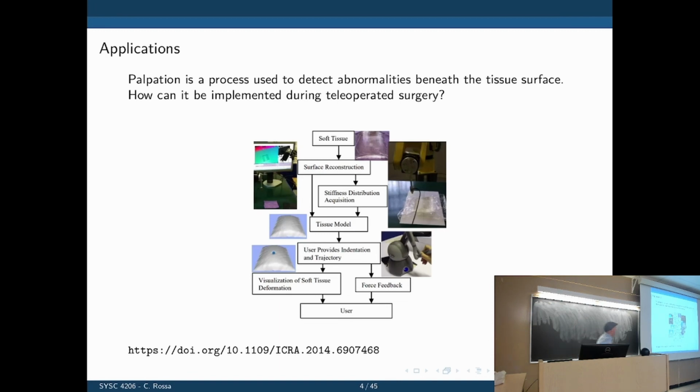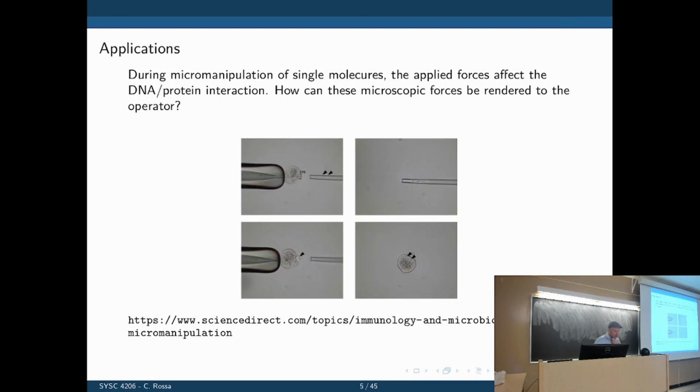So here's a paper, you can read it later. It was one example that implemented the haptic feedback to help or to restore the sense of touching the tissue during palpation. So you have a master haptic device here that controls the robot, and then you have a robot touching the tissue on the other end, and then there's some sort of haptic feedback being restored through that teleoperation network.